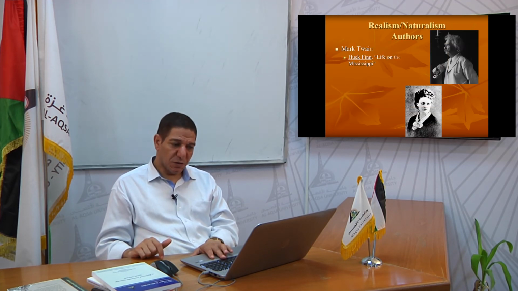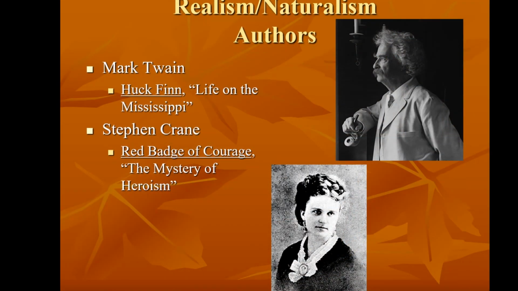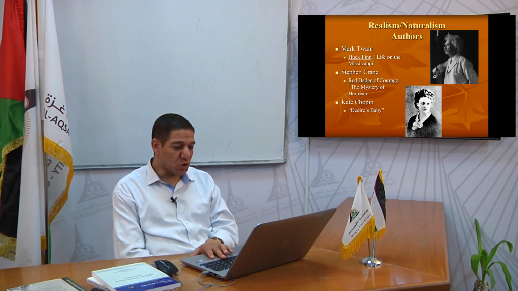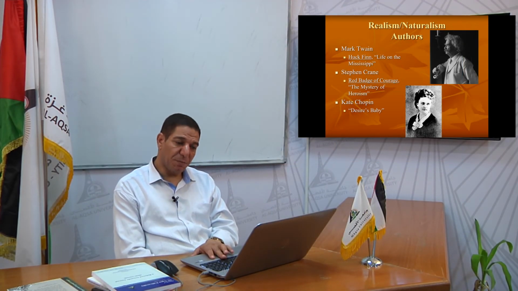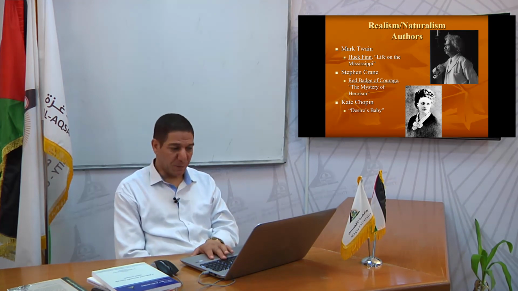Authors, you can see Mark Twain and his work, Huckleberry Finn, and Life on the Mississippi. This is another work by him. Stephen Crane, The Red Badge of Courage, The Mystery of Heroism. And Kate Chopin, Desiree's Baby. Please take care of these authors and titles as well. Okay?